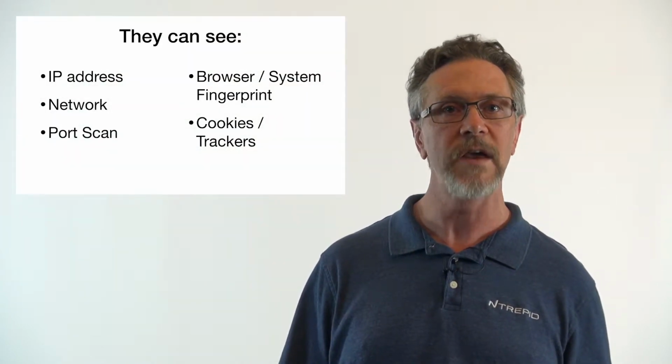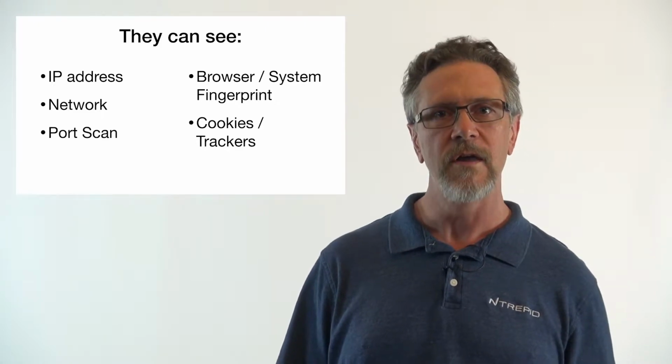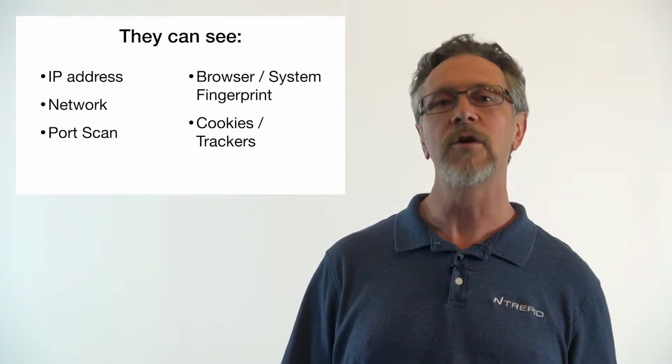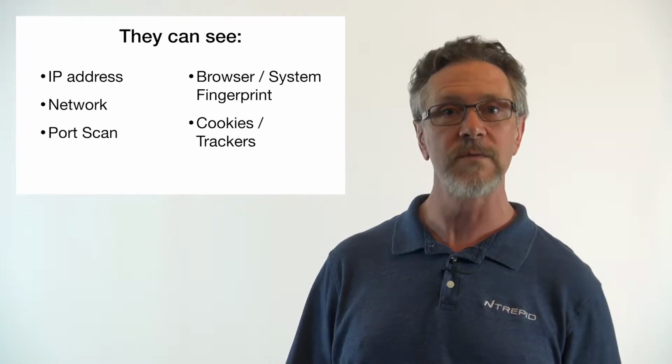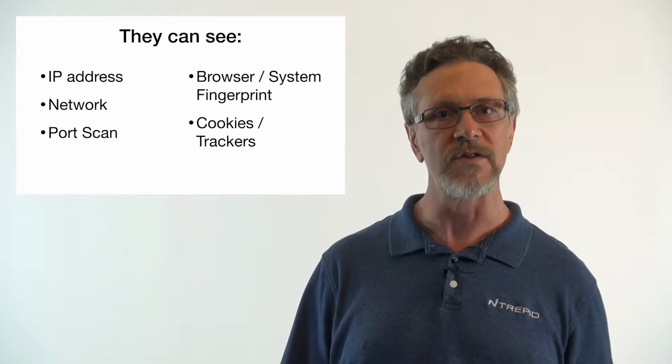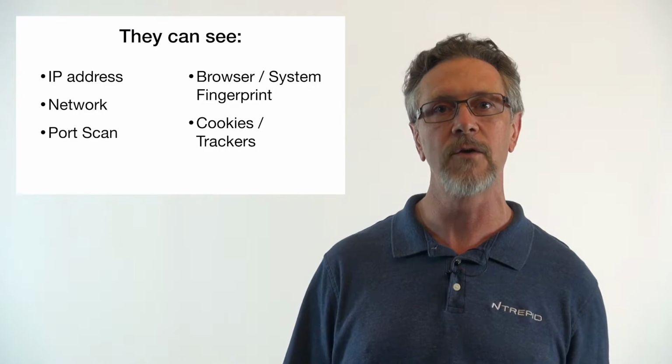Let's consider some of the information available to any of those servers. They can all see your computer's IP address and your network. They can scan your computer, they can get your computer's browser fingerprint or system fingerprint, and they can set trackers like cookies to track you across the entire web. Now, if any of these servers are operated by a hostile entity, either because the organization themselves is unfriendly, or they've been infiltrated or hacked by someone, they can see that information across every single website where they have presence.